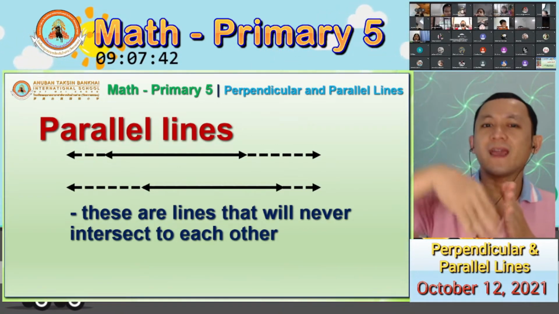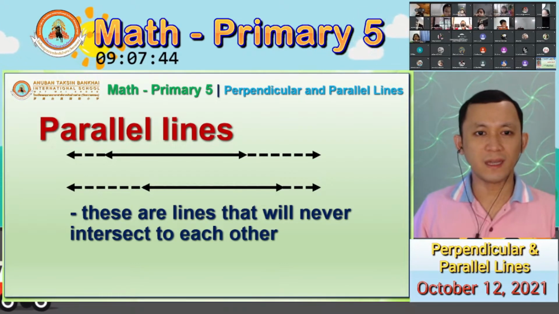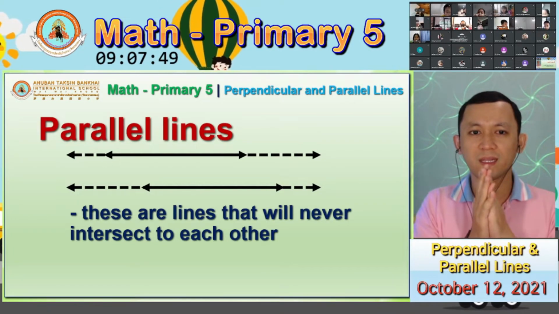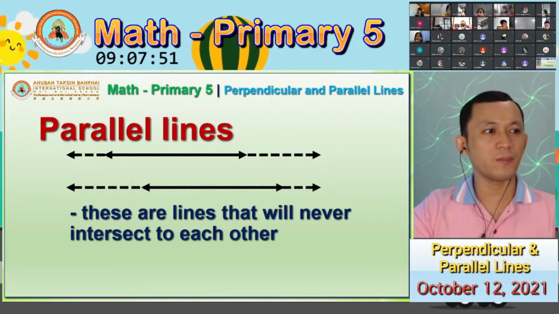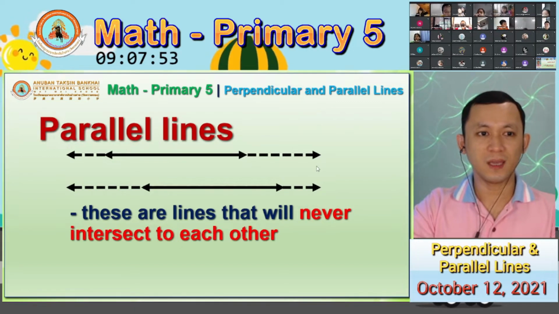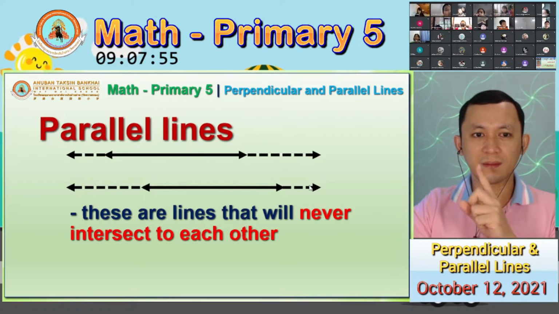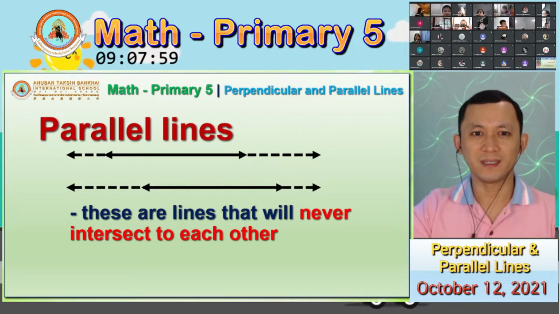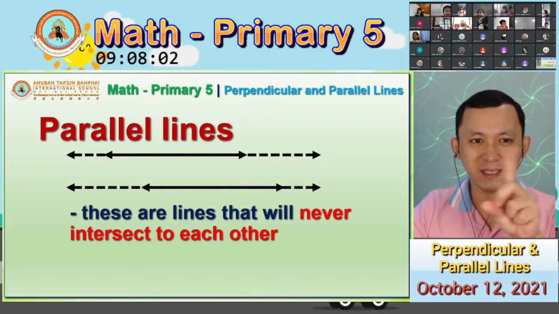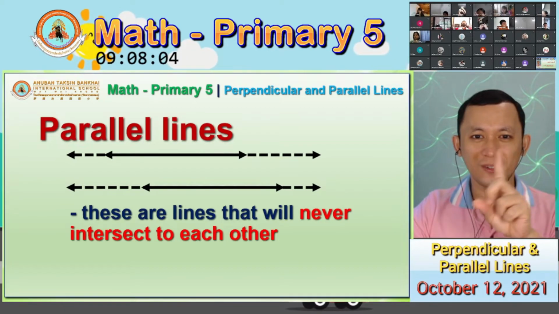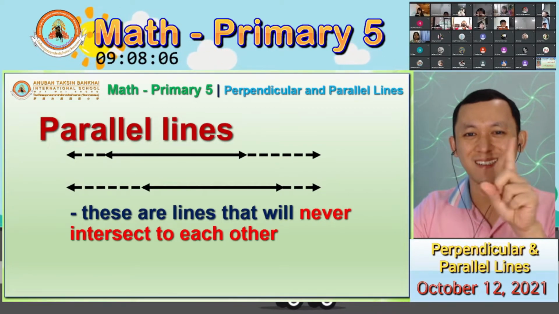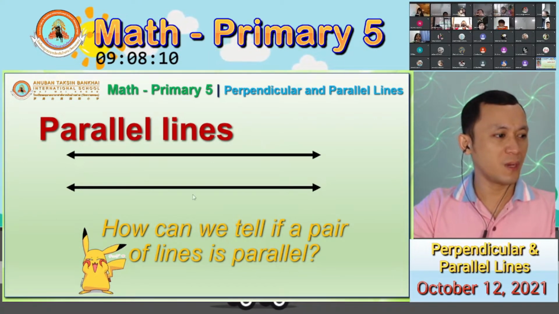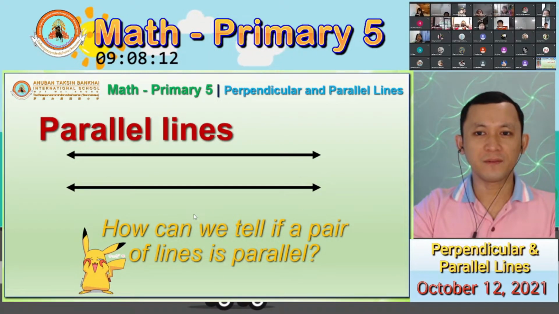Okay, so again, there are two lines. Can we extend them? Yes. Extend the same way, they do not intersect, they never meet. So this is what we call parallel lines. Never. Remember this.